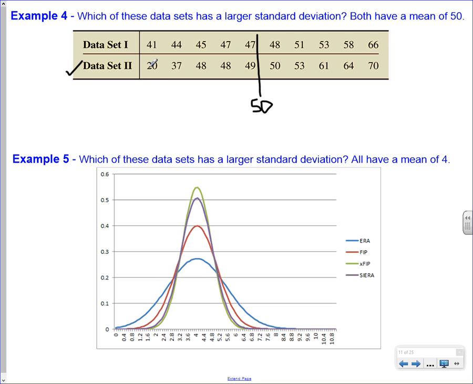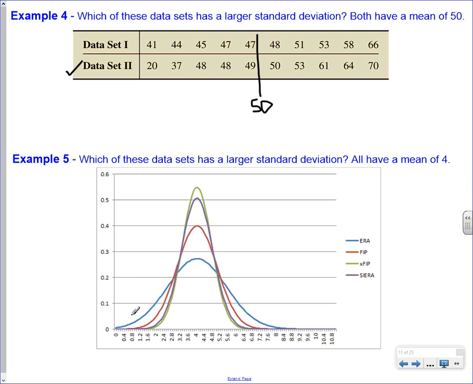And the way we can see that is these data points differ much more than these do. Even just looking at the range, this one goes from 41 to 66. This goes from 20 to 70. So obviously these are going to have more of a difference than these do. So data set 2 would have a larger standard deviation.